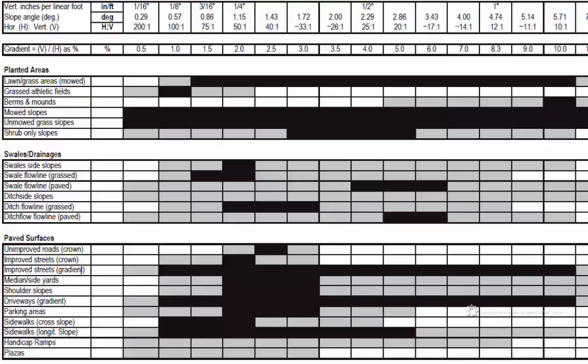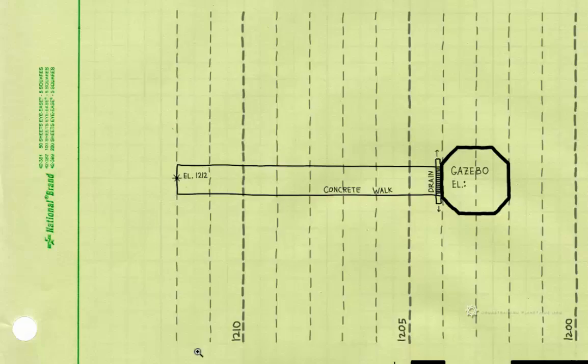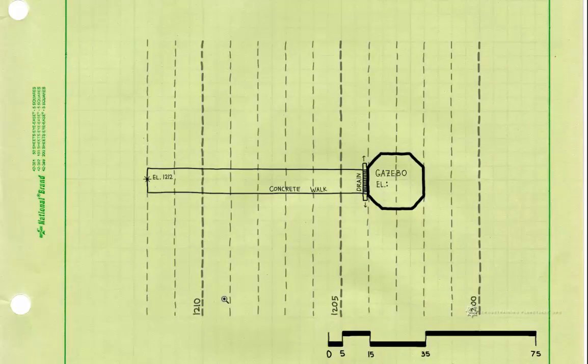Alright, so let's go back to our example over here. And one of the things that we need to do is kind of outline some of the steps of how to grade with a slope constraint.